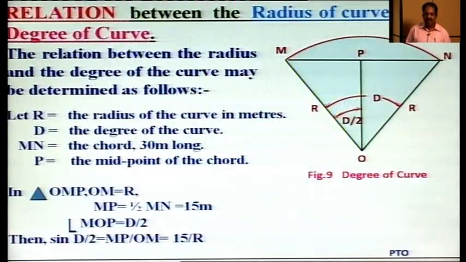Next we have the relation between radius of curve and degree of curve. The relation between the radius and degree of the curve may be determined as follows. Please see on your monitor screen a diagram showing the degree of the curve, where r is the radius of the curve in meters, d is the degree of the curve, and MN is the chord of 30-meter length, P is the midpoint, as shown on your screen.